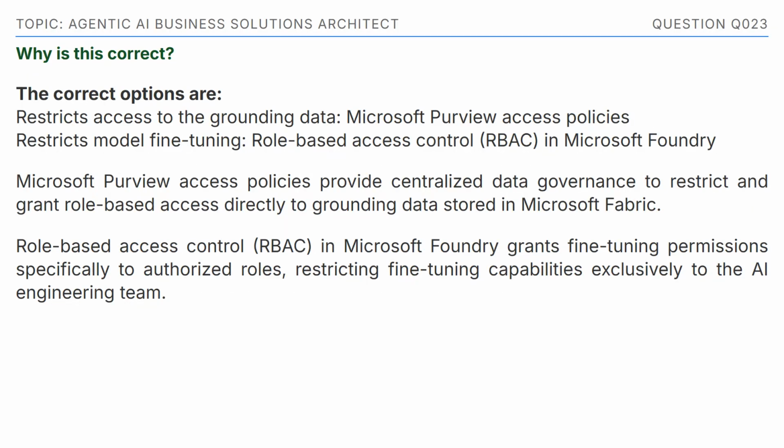The correct options are: restricts access to the grounding data, Microsoft Purview access policies; restricts model fine-tuning, role-based access control, RBAC, in Microsoft Foundry. Why are these options correct? Because Microsoft Purview access policies provide centralized data governance to restrict and grant role-based access directly to grounding data stored in Microsoft Fabric. Role-based access control, RBAC, in Microsoft Foundry grants fine-tuning permissions specifically to authorized roles, restricting fine-tuning capabilities exclusively to the AI engineering team.